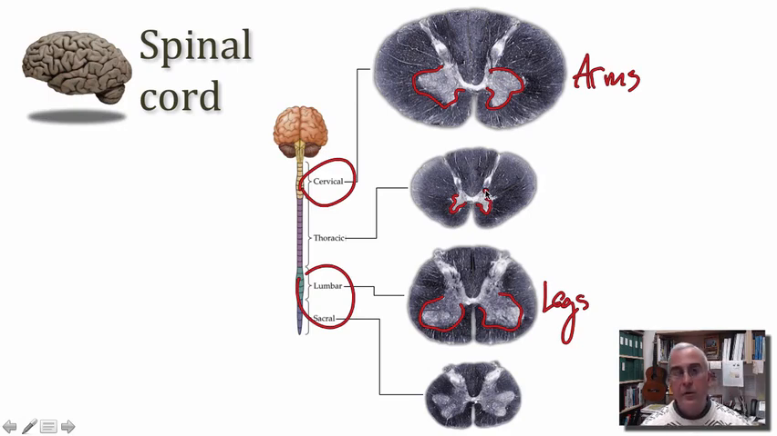In the thoracic spinal cord, notice that the amount of gray matter in the ventral horn is reduced compared to what we find in the cervical and in the lumbar and sacral levels. Okay, so look at how much gray matter we have in the ventral horn. That will help you identify the section.